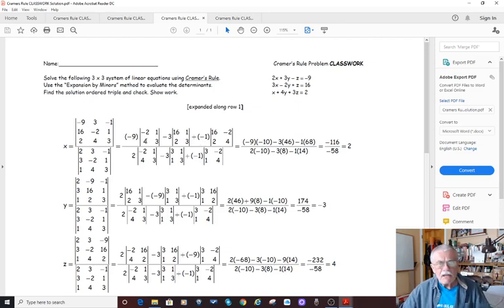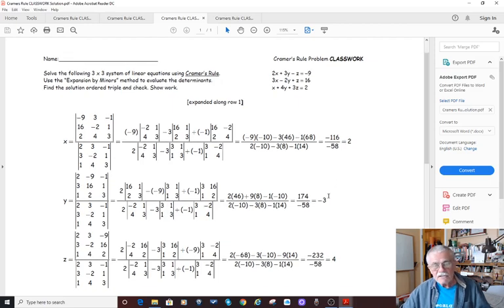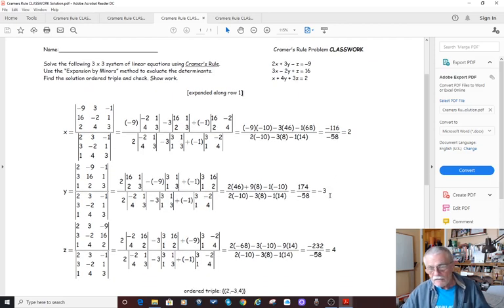Okay, so let's see. Negative 2 times 3, negative 6 minus 4, negative 10. 16 times 3 is 48, minus 2 is 46. And 64 minus a negative 4, 64 plus 4 is 68. Work this out, negative 116, so x is a 2. Okay, this is on Blackboard. Work it out. I'm not saying it's easy, but you can do it.